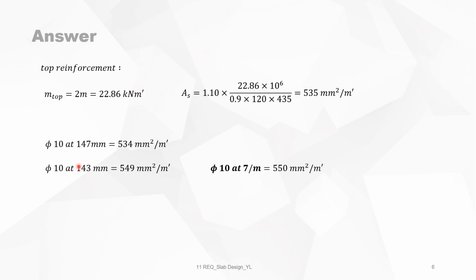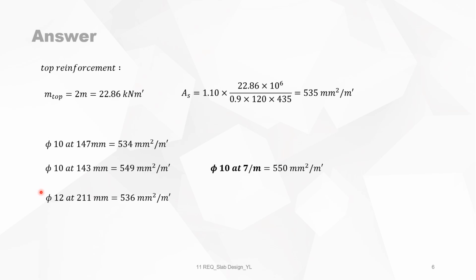And the 143 comes, of course, from the 7 bars per meter. This is not very practical in use, but you can put 7 bars per meter. But the distance between every bar is a strange number. But this is still okay. This can be done.